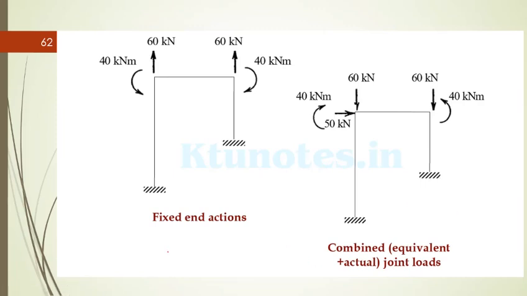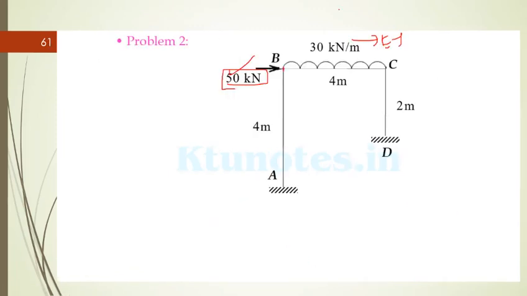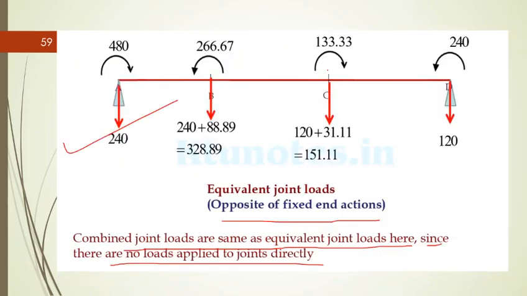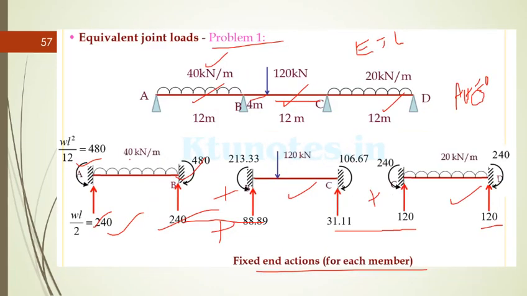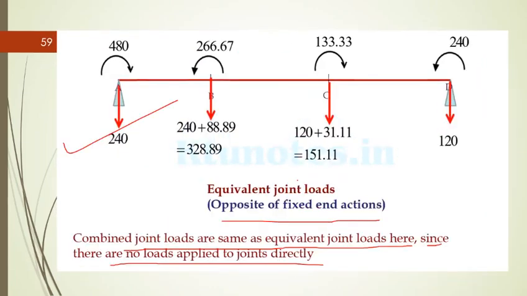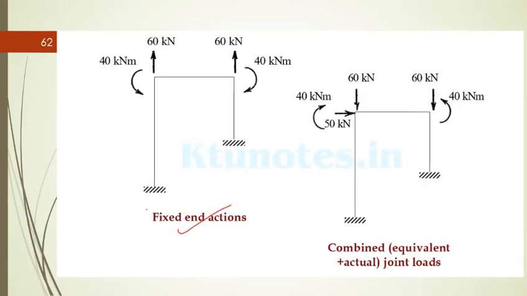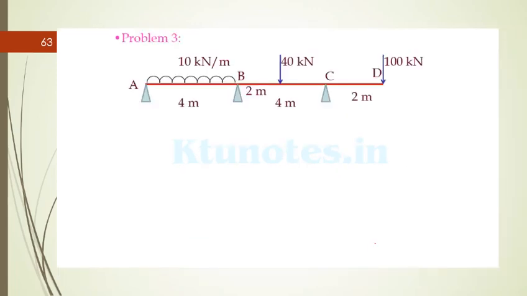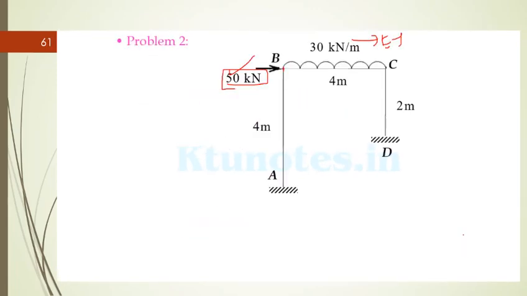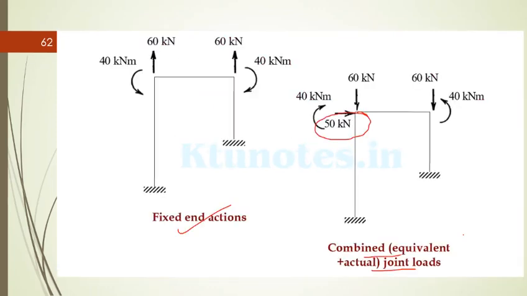So the fixed end reactions are WL square by 12 and WL by 2, which you have seen previously. This will be the ideal case, like for this UDL, and this will be the fixed end action. Then the combined action, that is you are including the 50 also here to get the combined one. These are the combined joint loads, and you're supposed to find only that one for this problem.